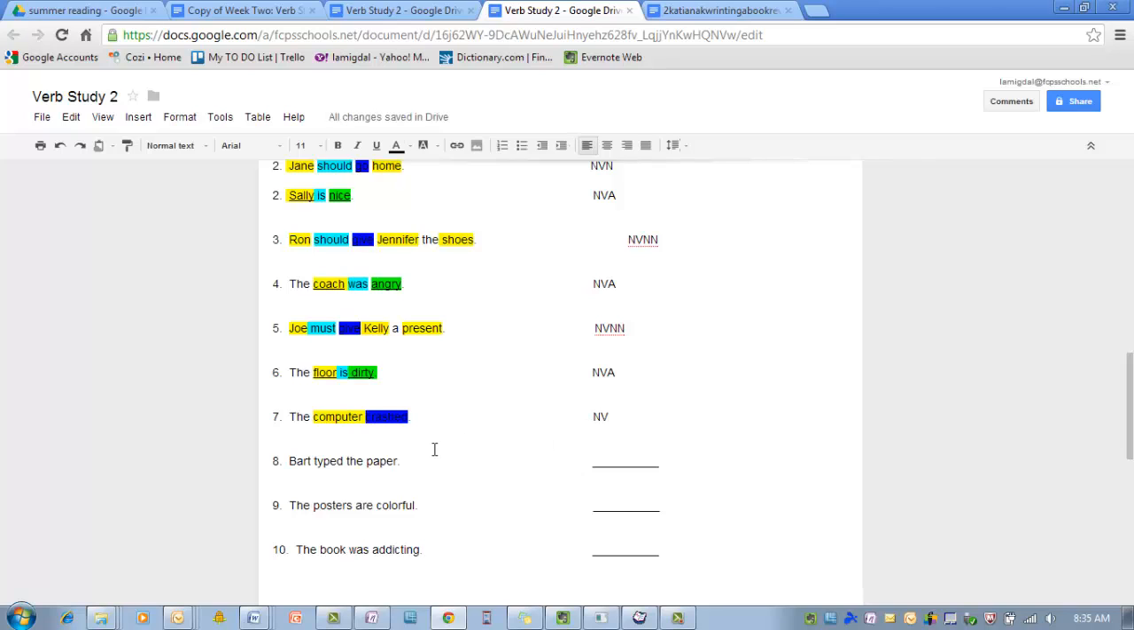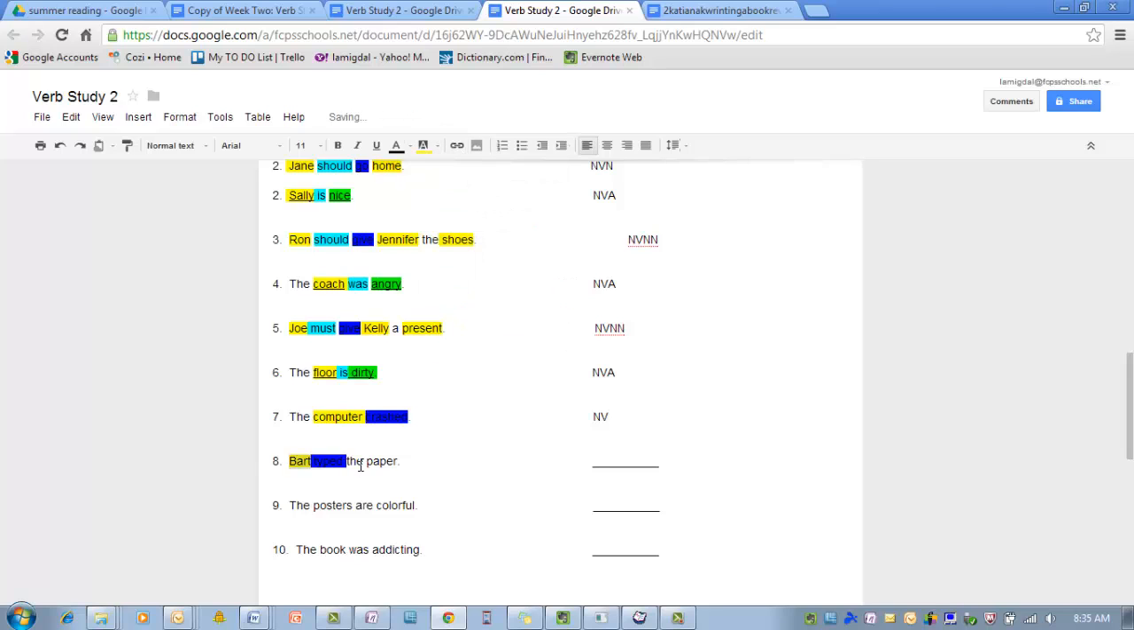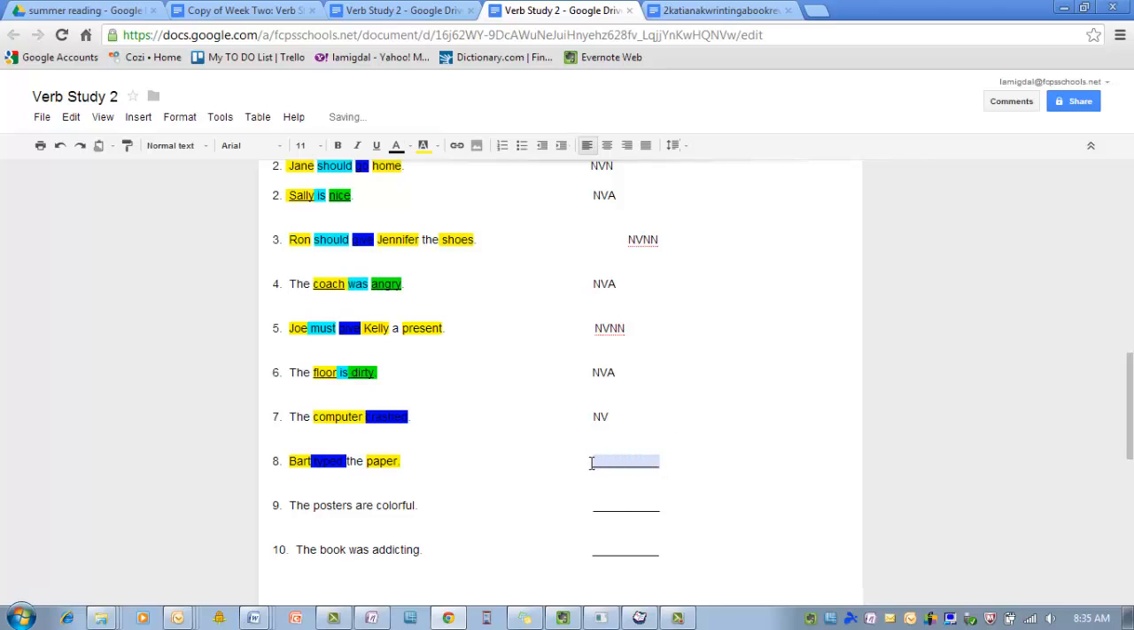Bart typed the paper. Let's see. The action there would be "typed," and that's an action, so we're going to make that dark blue. Go in front of it, and our noun is Bart. Bart is our person, right, who the sentence is about. And then afterward, we see "the," one of those articles, and "paper." Paper is a thing, so that is going to be yellow. And that's going to be NVN.